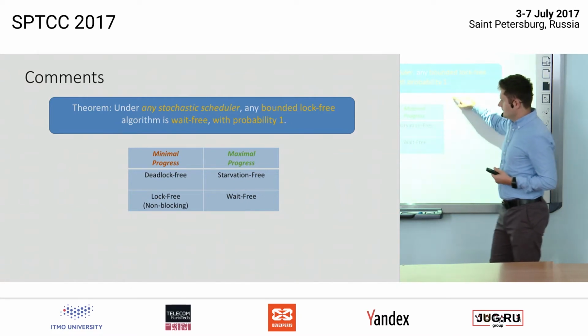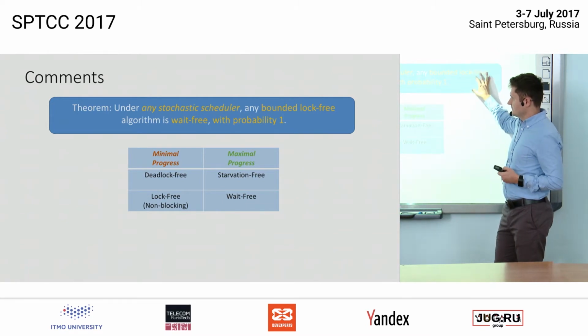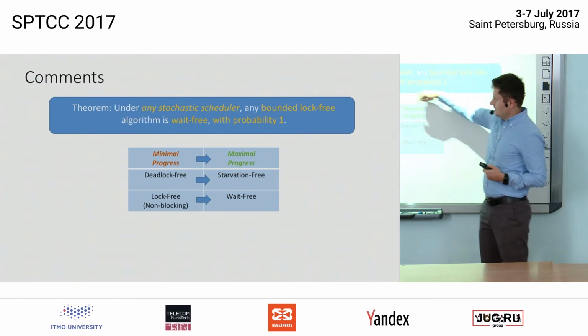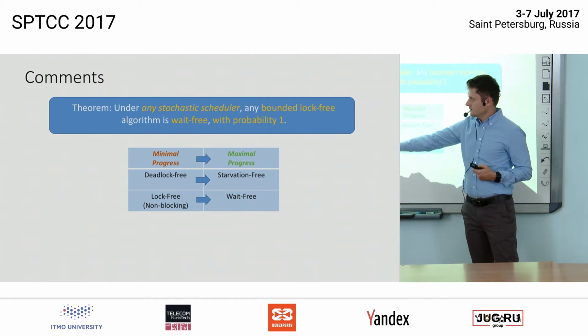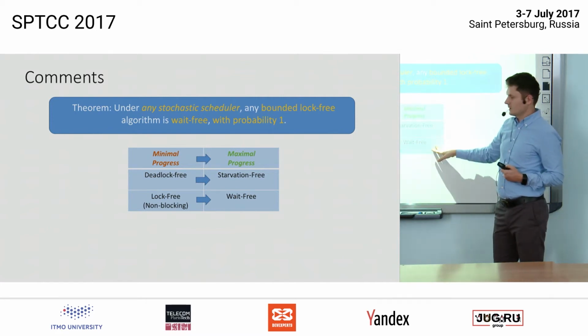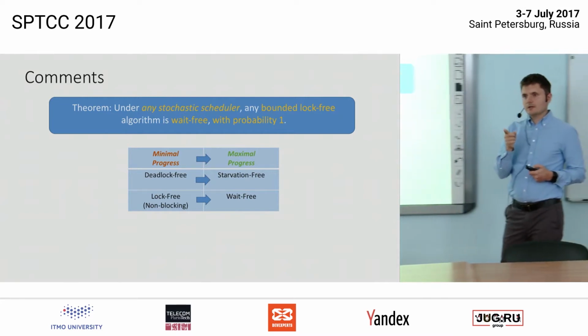Okay, and then if you look at basically what this simple theorem says, it is that under stochastic schedulers, everything that guarantees minimal progress will essentially go to maximal progress. Actually, now I remember. So the question I had was yours.